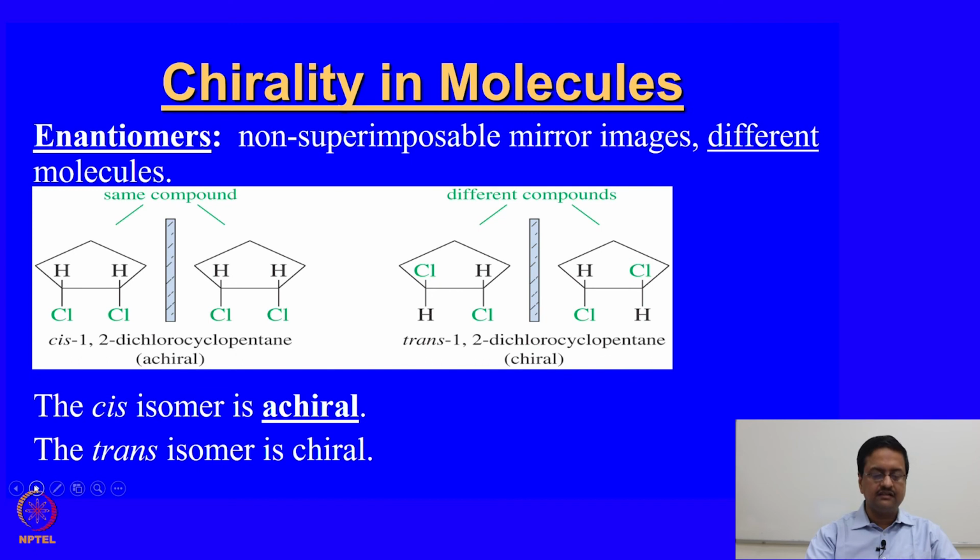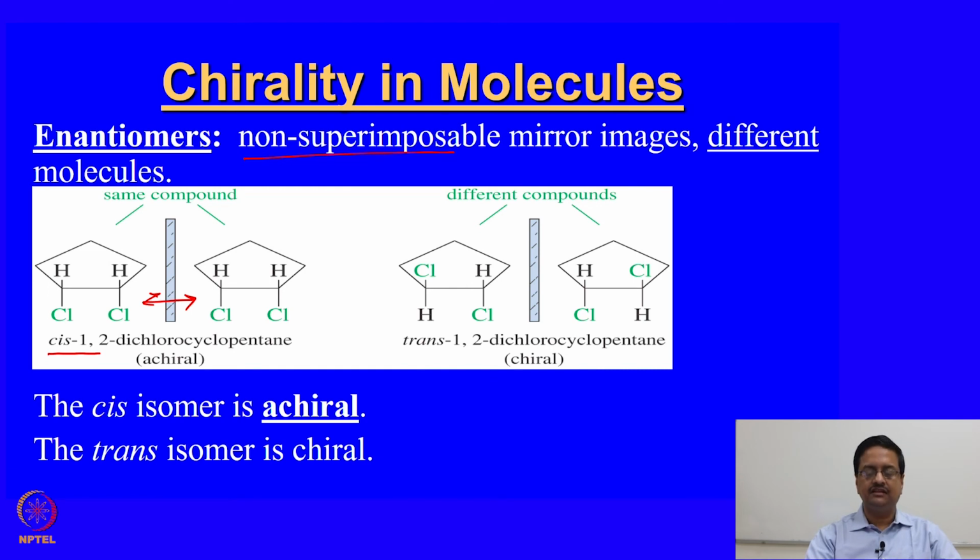Let us see another example of how the orientation or arrangement of molecules makes one compound chiral and a different orientation makes it achiral. As we know, enantiomers are non-superimposable mirror image relations and they are different molecules. Here we have taken the example of cis-1,2-dichlorocyclopentane. Here we see that this compound and that compound are mirror images, and these two mirror images can be superimposed on one another. Therefore these two compounds are one and the same.